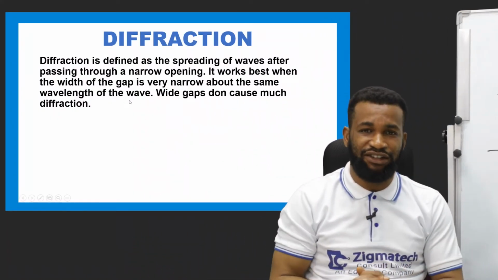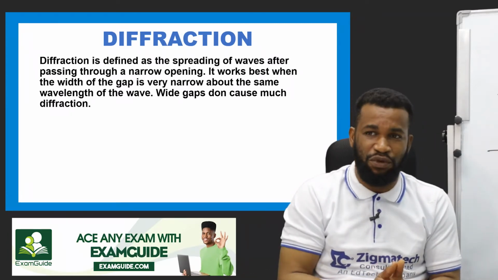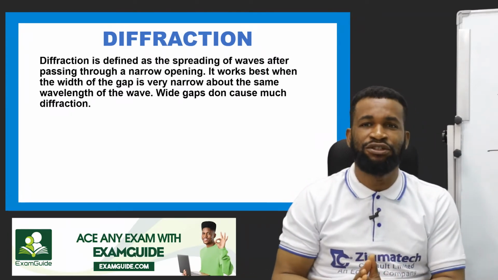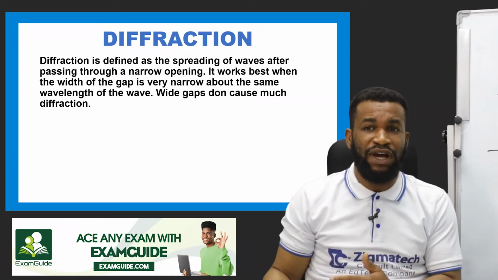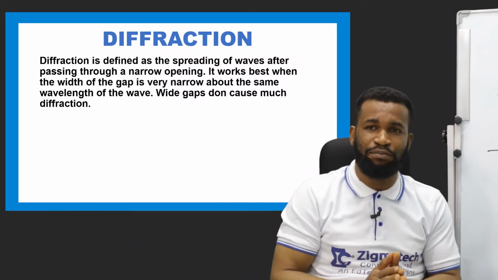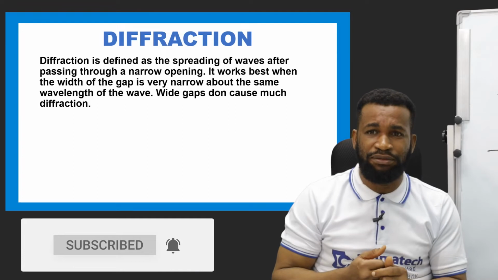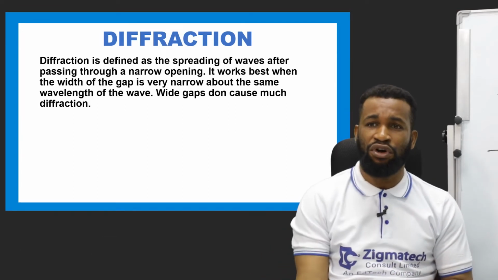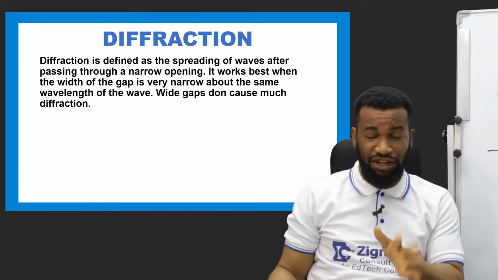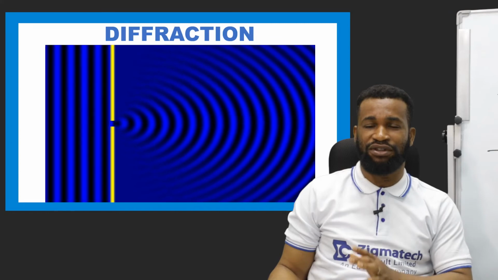Now, let's talk about the second one, which is called diffraction. Diffraction is defined as the spreading of wave after passing through a narrow opening. It works best when the width of the gap is very narrow, about the same length as the wavelength of the wave. Wider gaps don't cause much diffraction. Let me show you what I mean.